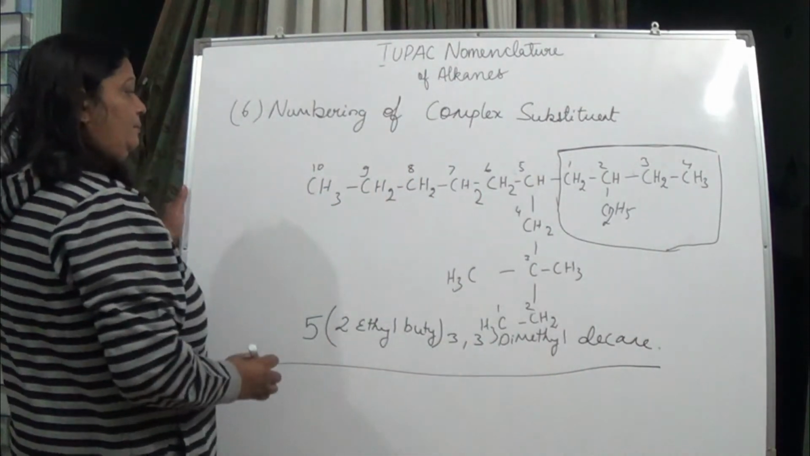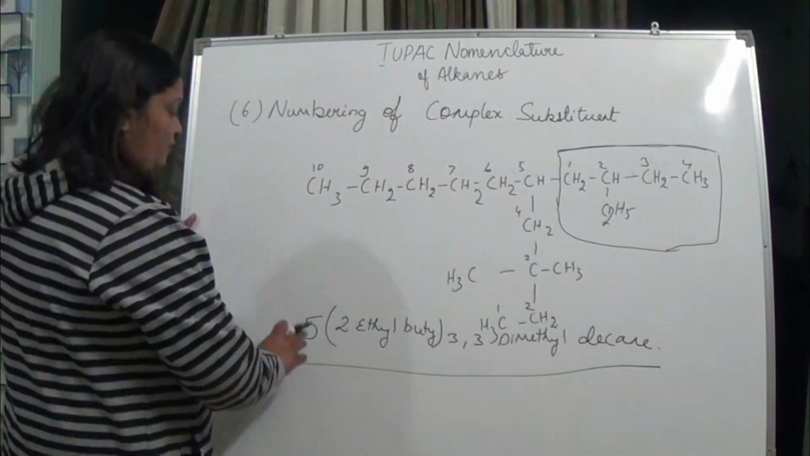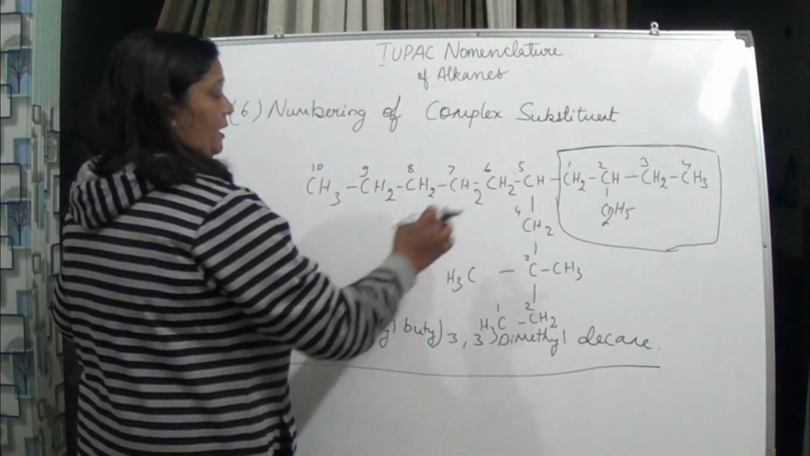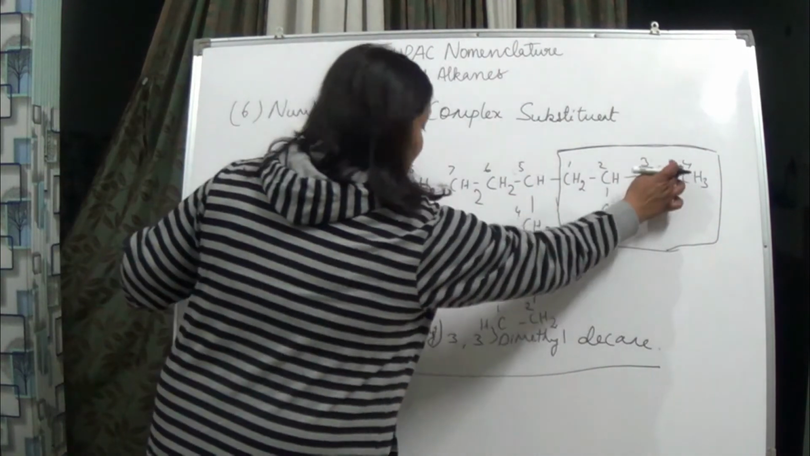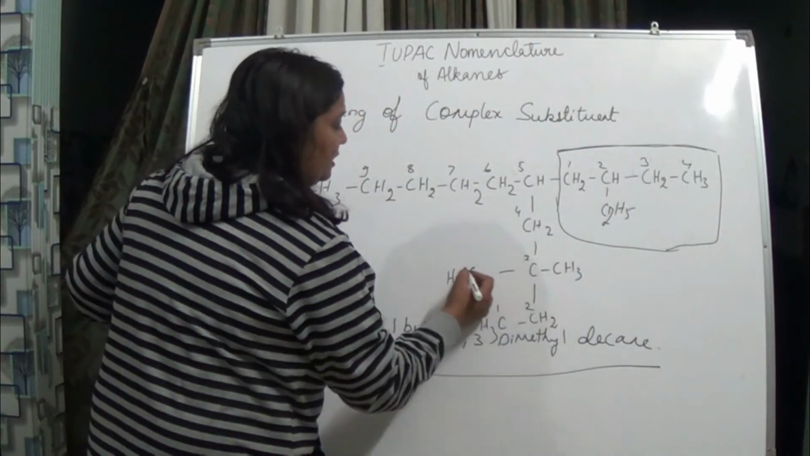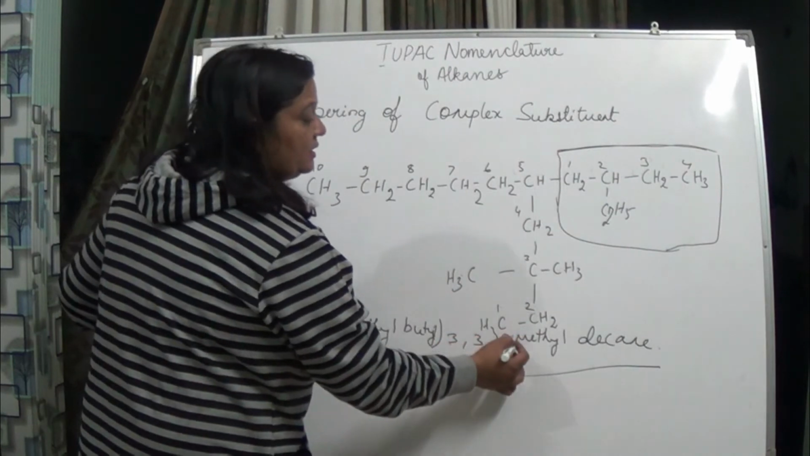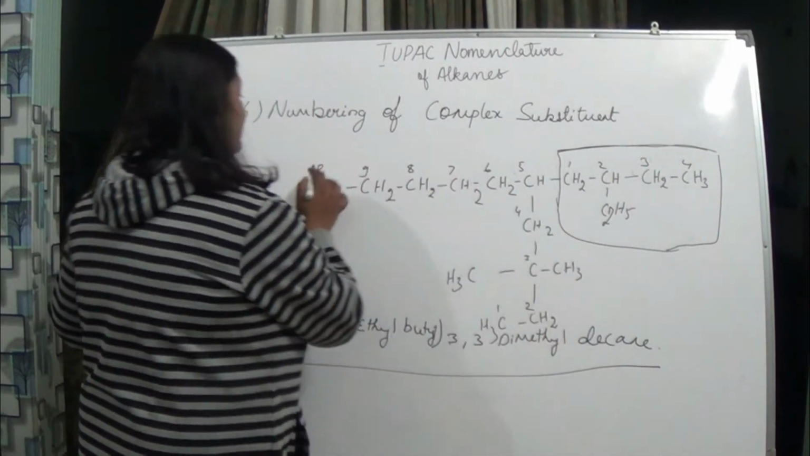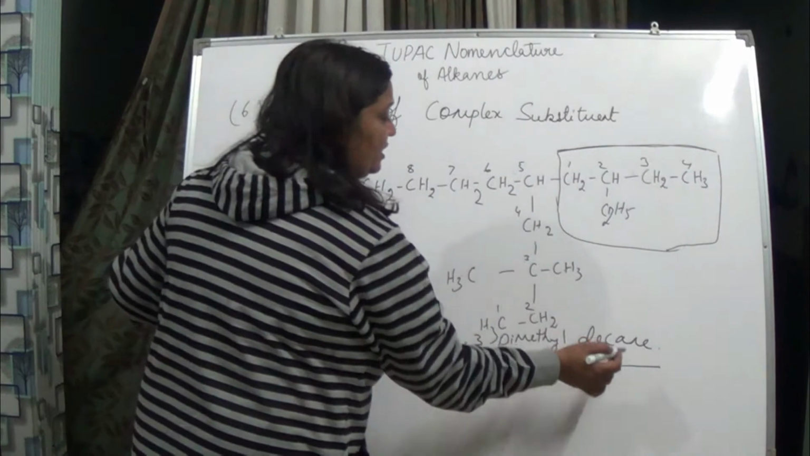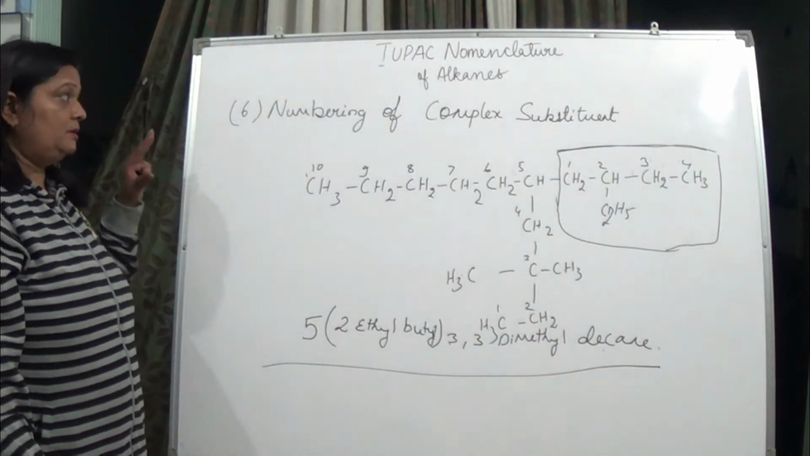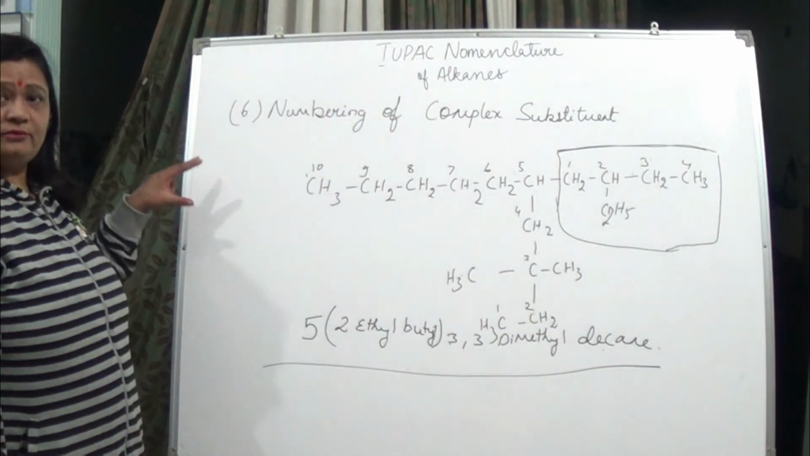So we have named this compound. It is 5 in the bracket 2-ethyl, butyl, and at the third position 2-methyl is present. So 3, 3, 3-dimethyl, 10 it is. So it becomes what? Decane. So this was all about the nomenclature of alkanes.